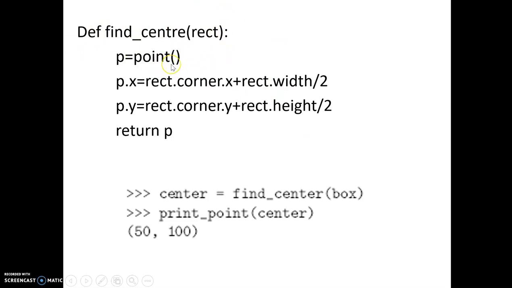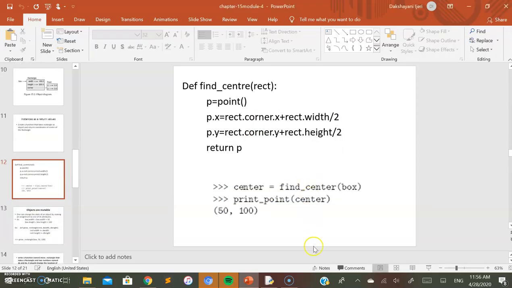Within that function we require another point to store the center of the rectangle, again represented as x and y coordinates, for which we require an object of the class Point. So the x value, as I told you, is rectangle corner x plus width divided by 2, and rectangle corner y plus height divided by 2 will give you the y coordinate here. So let's see how it is done with the program now.